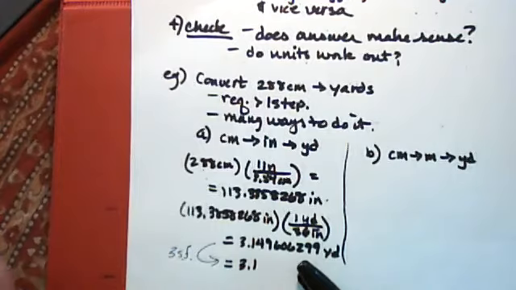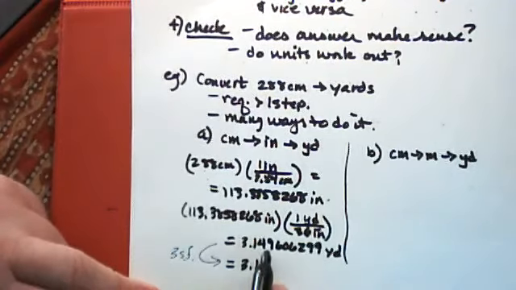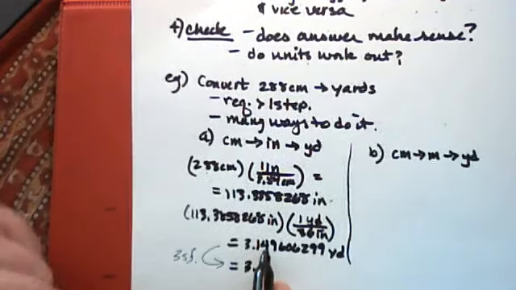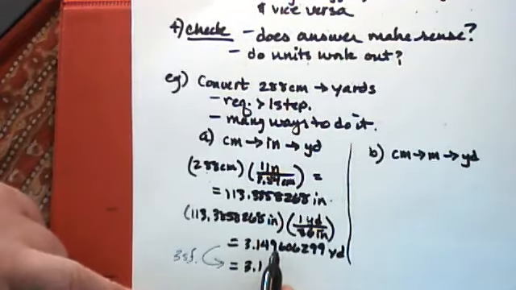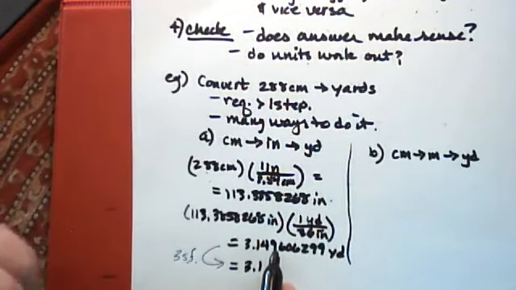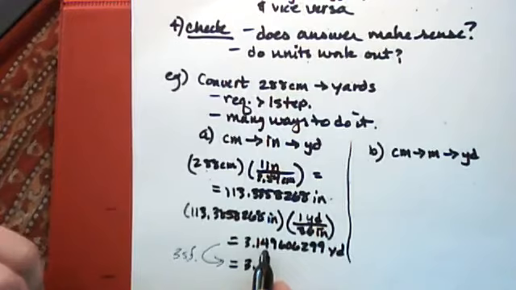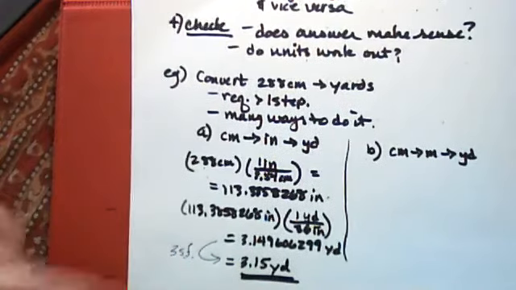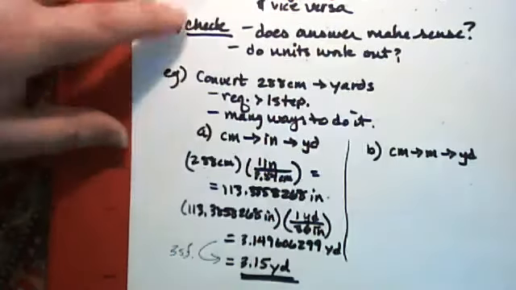Okay, so that means the 3 and the 1 can stay. The next digit can stay also, but before we write it down, you want to look at the first digit you're dropping. That's a 9. 9 is greater than 5. That means the last digit you're keeping has to go up by 1. So it's 3.15 yards. And that is your answer in the proper number of significant figures.